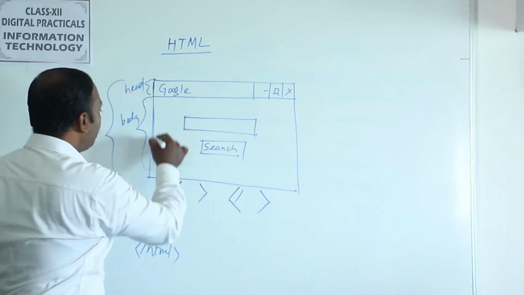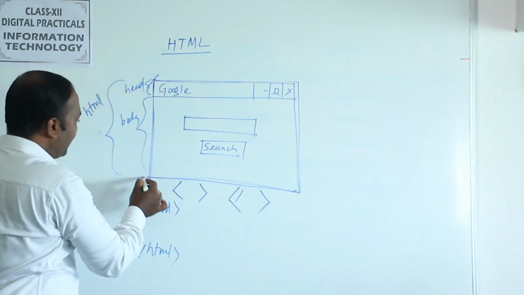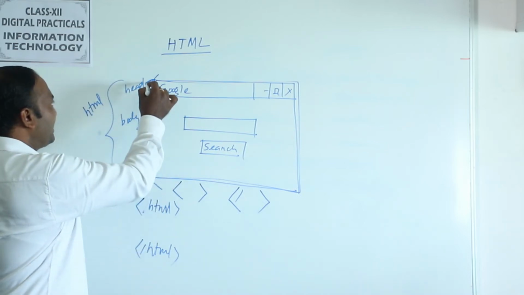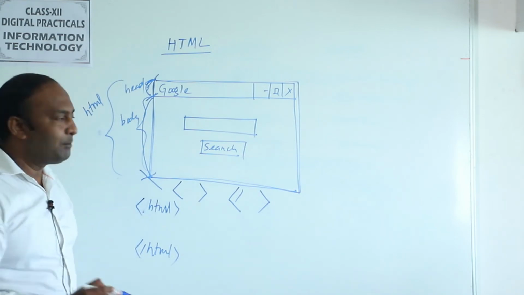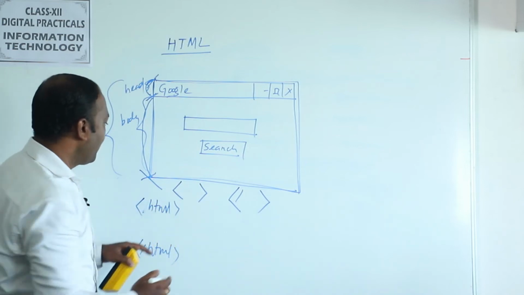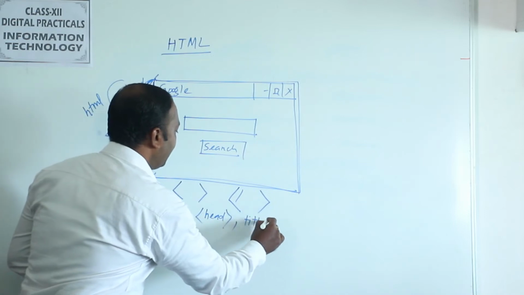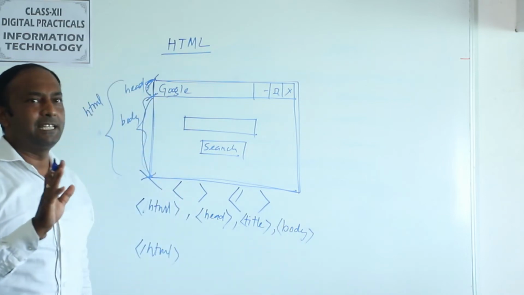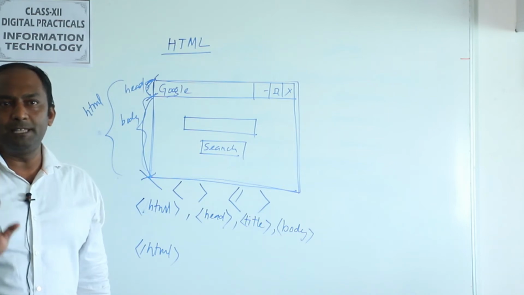So if you see this page, HTML starts, HTML ends. Inside it there are two parts, the first one is head, the next one is body. Head starts, head ends, body starts, body ends. And inside the head we have the title. So basically 4 basic tags are there: one is HTML, one is head, one is title, and the next one is body. With these four basic tags we can prepare a basic web page in HTML.